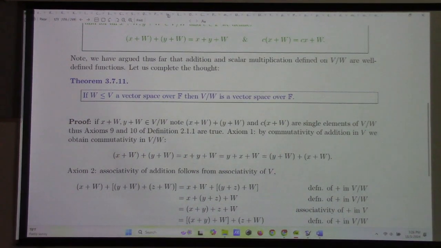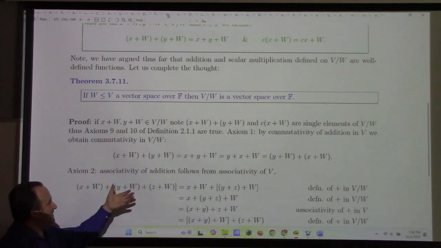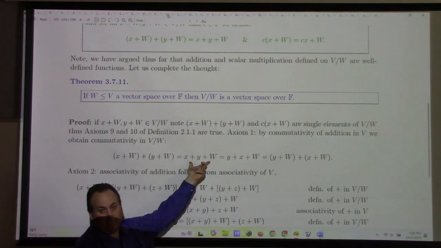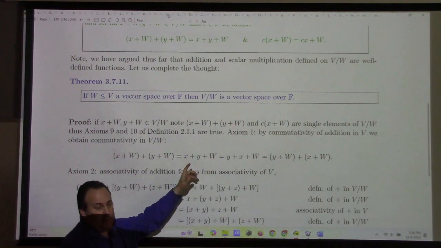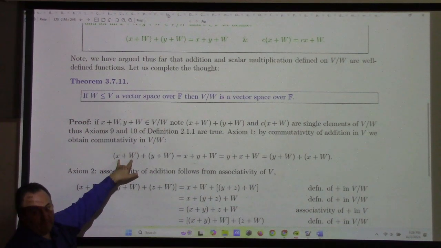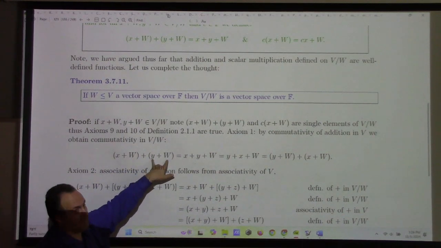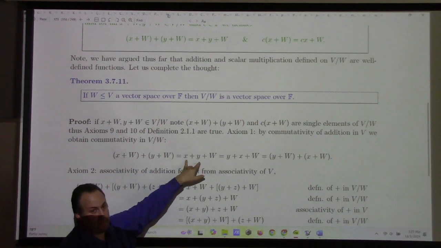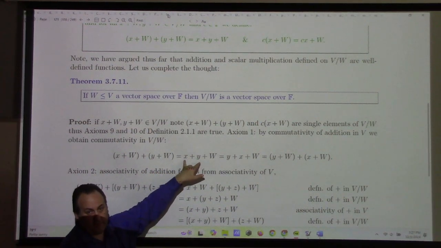Could you guys explain to me why V mod W is a vector space over F? What's the most critical issue here? It's before this in the notes, right? The critical issue is that this equals that unambiguously, right? That if I was to choose a different representative, like x prime plus W equals x plus W, and y prime plus W equals y plus W, then when I add x prime and y prime, it's equal to the same coset as x plus y plus W.